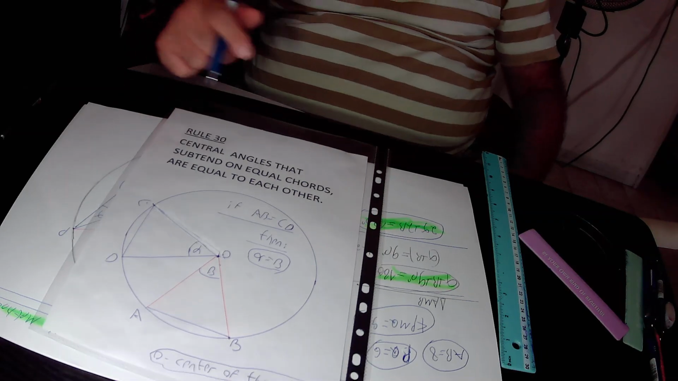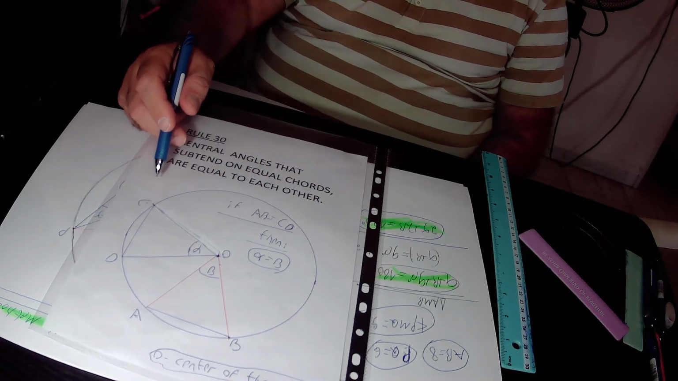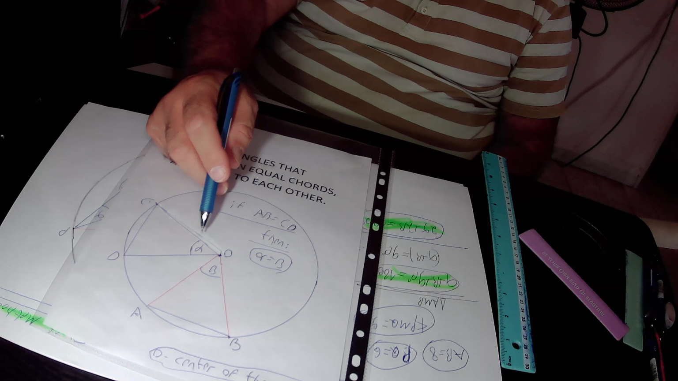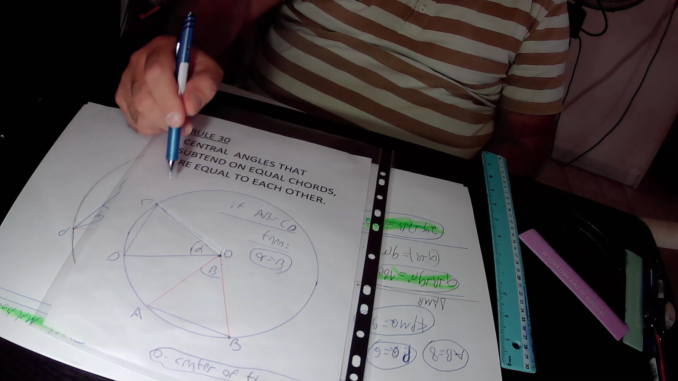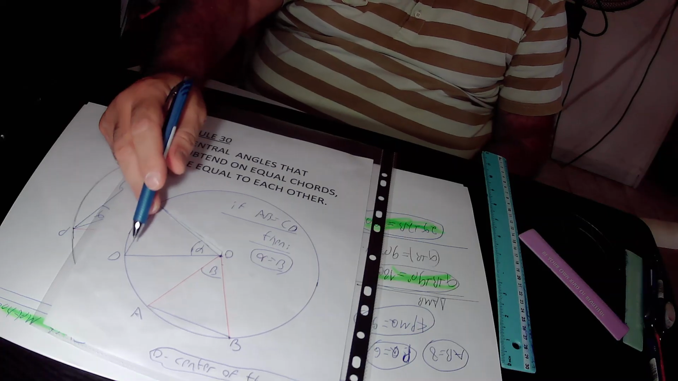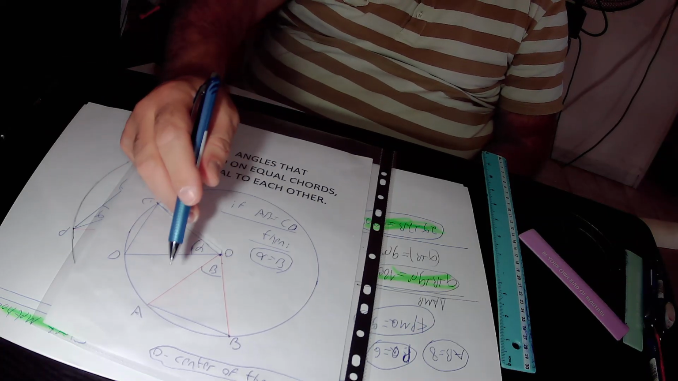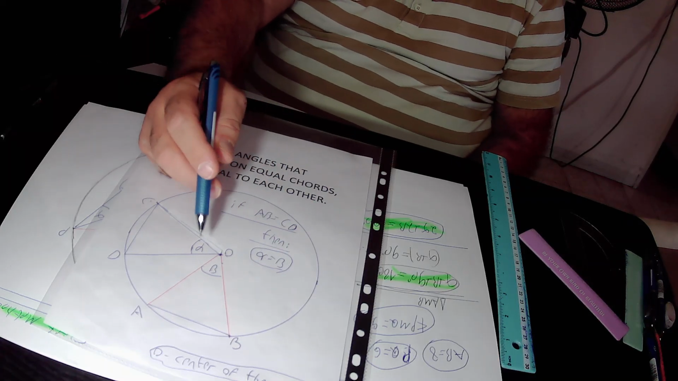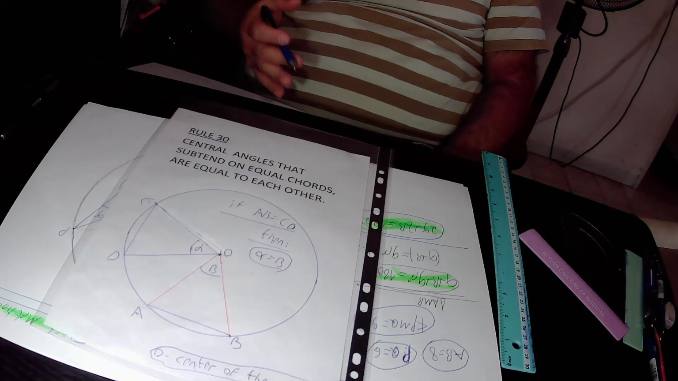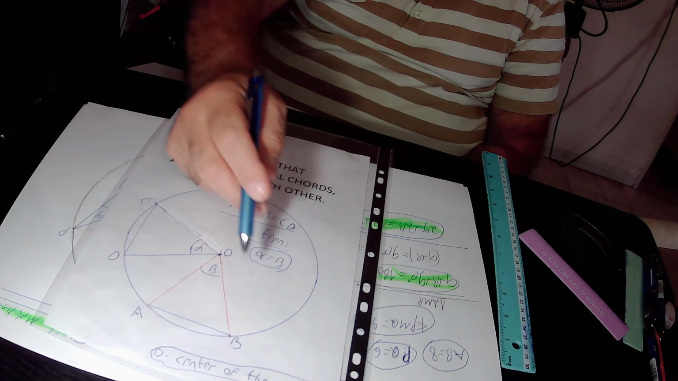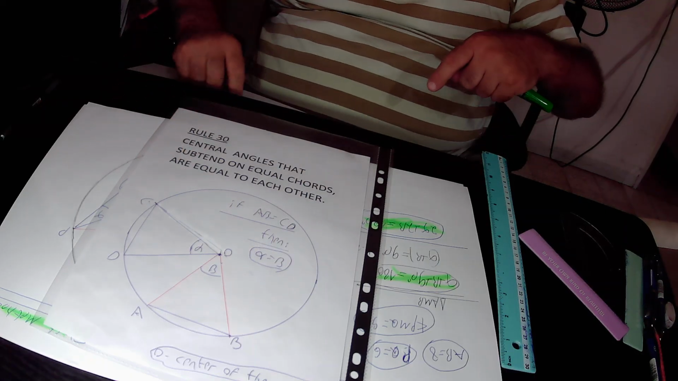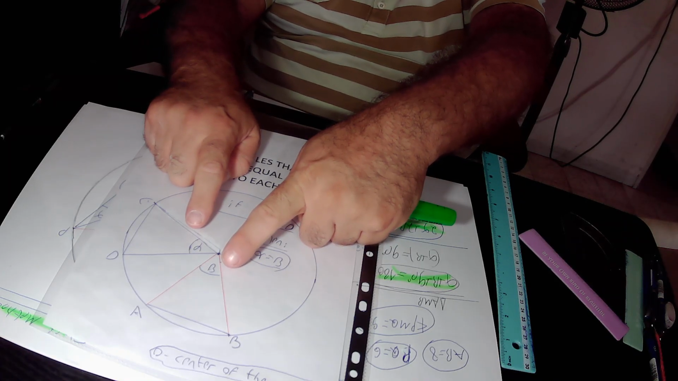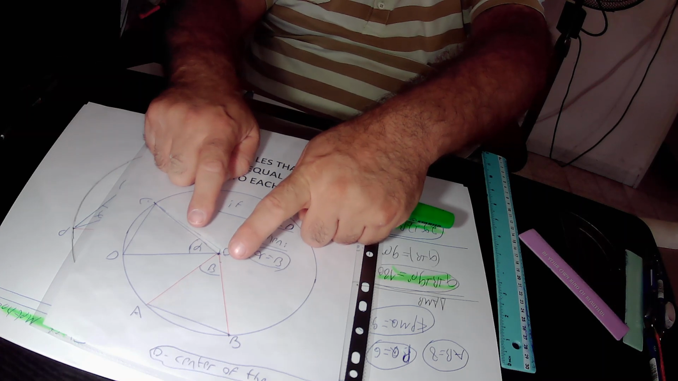So in the drawing we have a circle. This is central angle COD that is equal to alpha degrees in its size, and it subtends on chord CD. Likewise, we have another central angle, AOB, that is equal to beta degrees in its size, and it subtends on chord AB. According to rule 30, if chord AB equals chord CD, that is to say, if those two central angles subtend on equal chords, then they must be equal to each other in their sizes. That is to say, alpha equals beta.